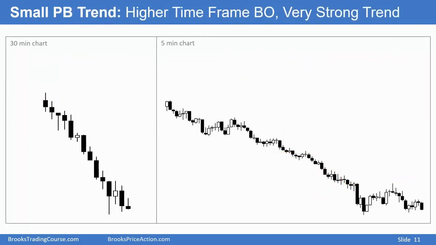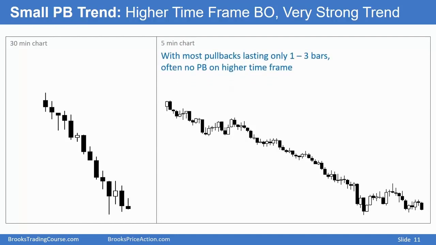And these trends are breakouts on higher time frame charts. So here's a 5-minute chart, small pullback bear trend. And this is what it looks like on a 30-minute chart, a higher time frame chart. Almost all bear bars, mostly a bear microchannel. So it's a bear breakout. Each of these pullbacks means that it's a channel on the 5-minute chart, but the absence of pullbacks on the 30-minute chart means that it's a breakout.